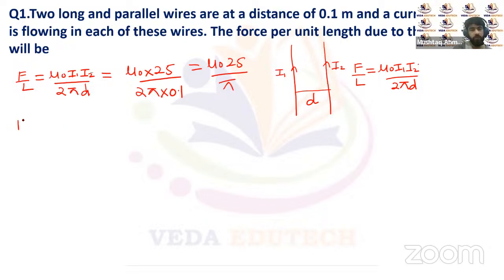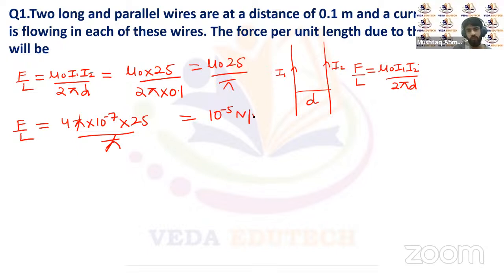We can substitute the value of mu naught in this equation, that is 4 pi into 10 to the power minus 7 multiplied by 25 upon pi. From here, pi and pi will get cancelled. So 25 into 4 will be 100, or we can write it as 10 to the power minus 5 newtons per meter, right? This will be the force experienced by one of the wires because of the presence of the magnetic field due to the other wire.